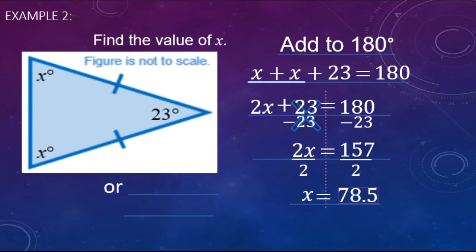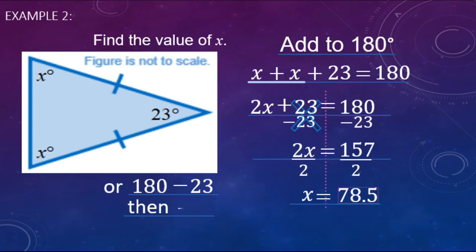And another way of looking at that is we're going to start with our 180, and then subtract off the 23. Then what's left over, we are going to divide evenly into these 2 equal angles here.